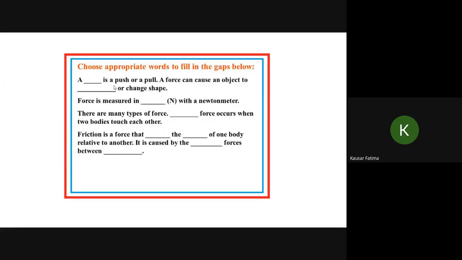Now there is a series of blanks to be filled in. So you have to choose the appropriate word to fill up these gaps from the following. What comes in each blank, you have to choose from the words given here. Select the appropriate word and fill them up.